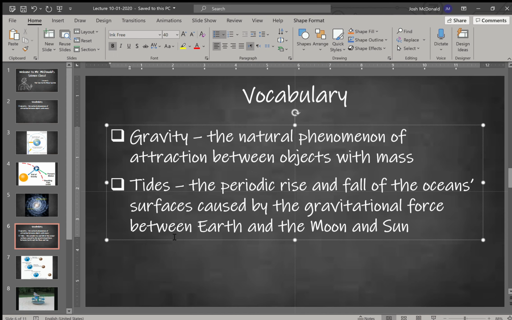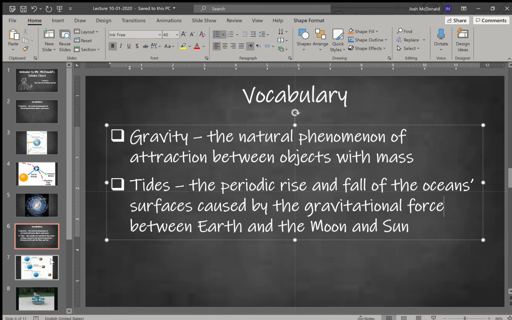Force between the Earth and the moon and sun. So I mentioned that it has to do with us here in North Carolina because we are on the coast. So we can see the effect of the moon's gravity right here in our state. When we go to the beach, when we go to the ocean, we can see this gravitational force at work.